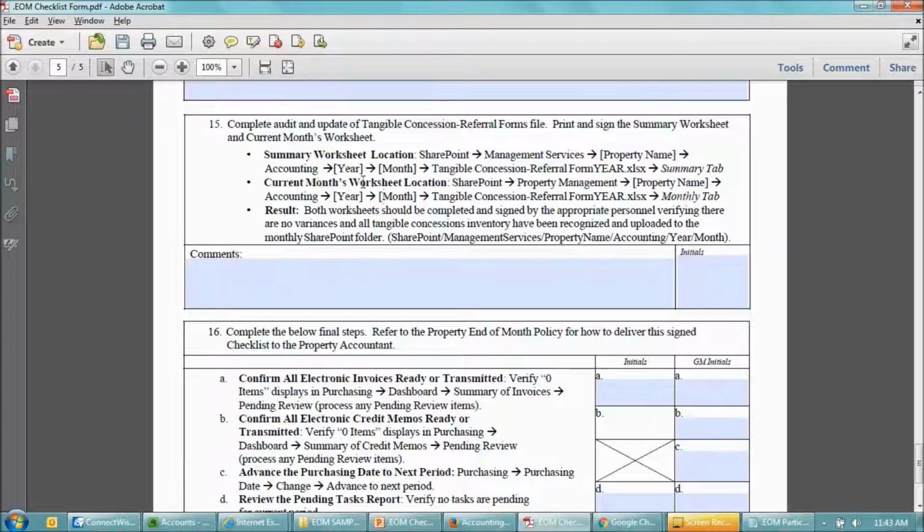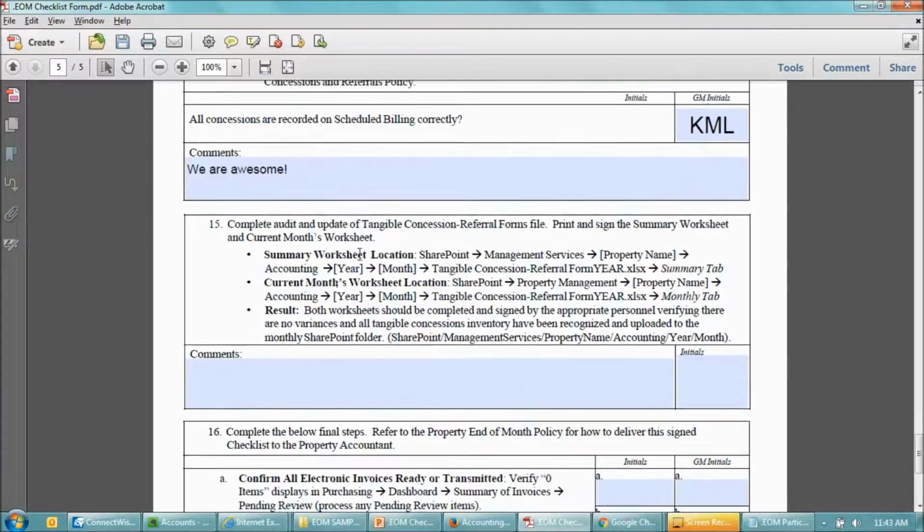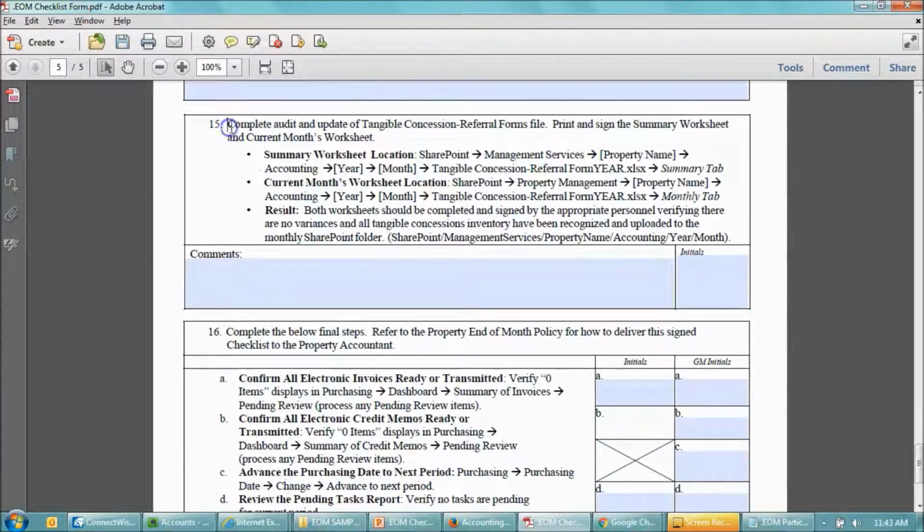All right. So 15, not to be confused with 13. So number 15, you'll complete an audit and update the tangible concession referral forms file if you are doing gift cards. You'll print that worksheet and the current month's worksheet.